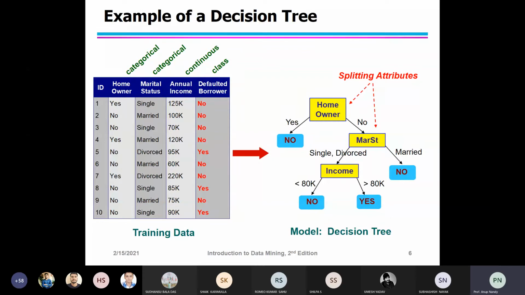Some of the trees are more accurate than others. Your job is finding an optimal decision tree, but it is computationally infeasible. Why is it infeasible to find the optimal decision tree? Because of the exponential size of the search space. There are exponentially many decision trees, and to find the optimal one you need to search an exponential search space. That is why it is computationally infeasible.